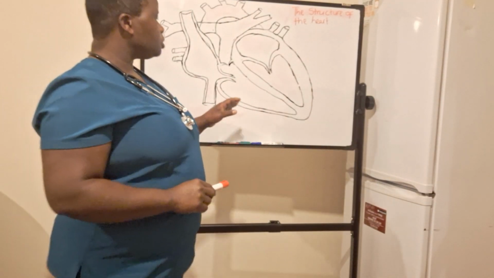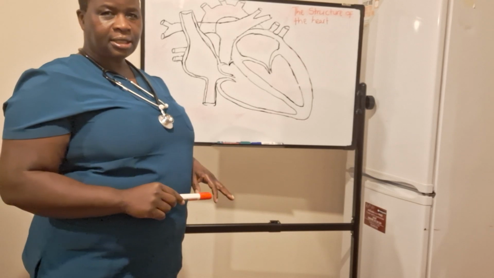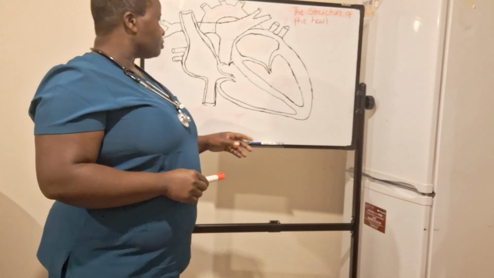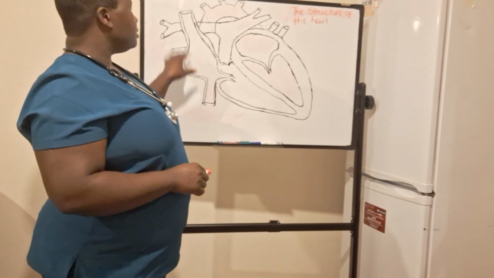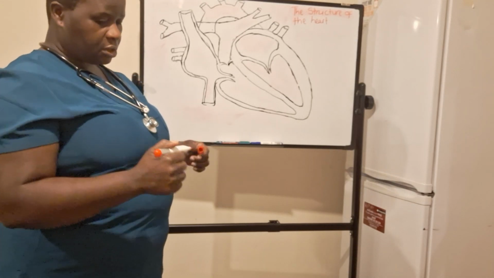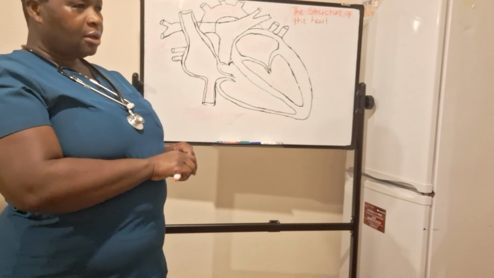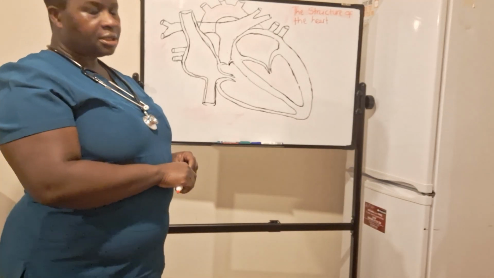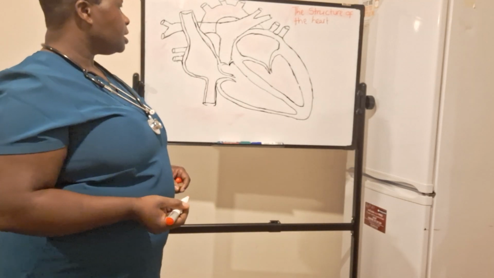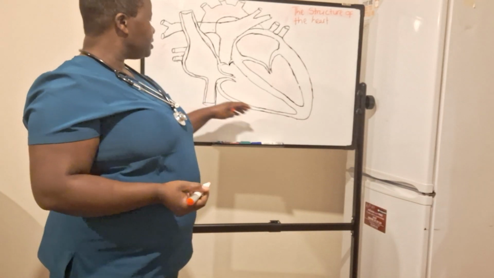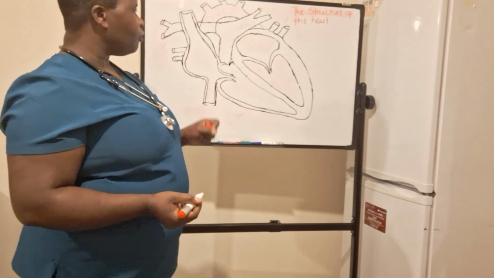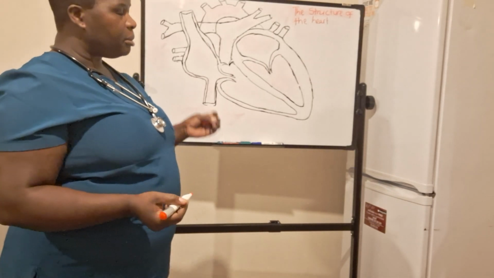Today I'm going to talk about the structure of the heart and associated conditions. This is just a rough diagram which shows a cross section of the heart, and we are going to discuss the structure of the heart and its associated conditions. So from the outside of the heart, the outer layer of the heart is called the pericardium.